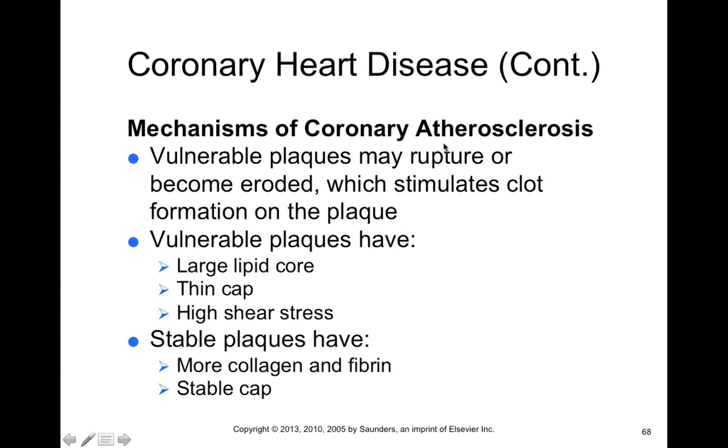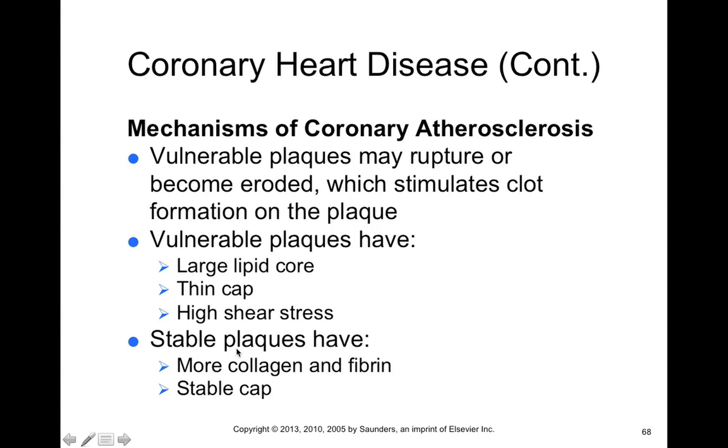Now, in terms of the mechanisms of coronary atherosclerosis, what we find is that vulnerable plaques, which have a very thin cap and are considered more prone to high shear stress, do have a large lipid core, which also makes them more vulnerable and unstable. But because their cap is thin, there's not a lot of tissue between the atherosclerotic plaque and the inside of the blood vessel itself, which means it's more likely to tear, leading to a blood clot, which can lead to a thrombus and an embolus.